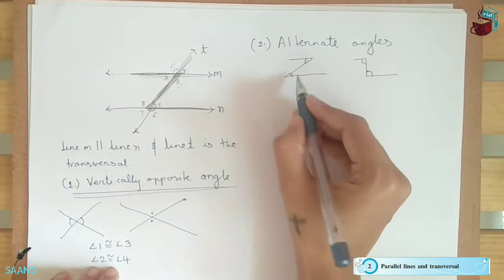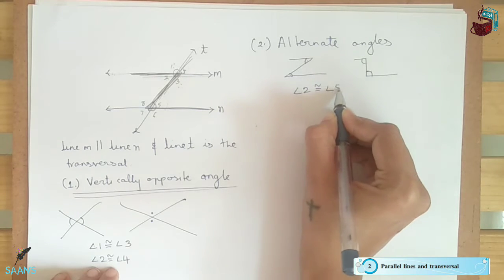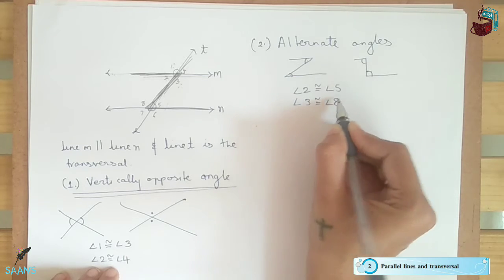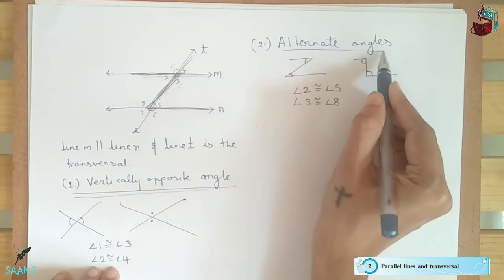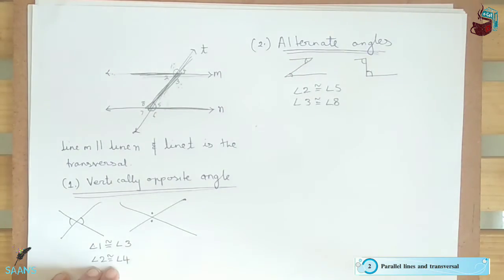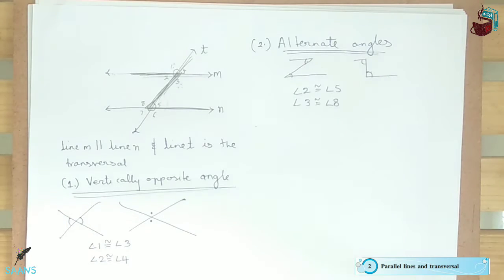So the relation between them is angle 2 is congruent to angle 5. Angle 3 is congruent to angle 8. So, you recognize the alternate angles, then you see the property. According to the property, they are congruent. Now, next comes interior angles. Okay, let's see. Next is interior angles.